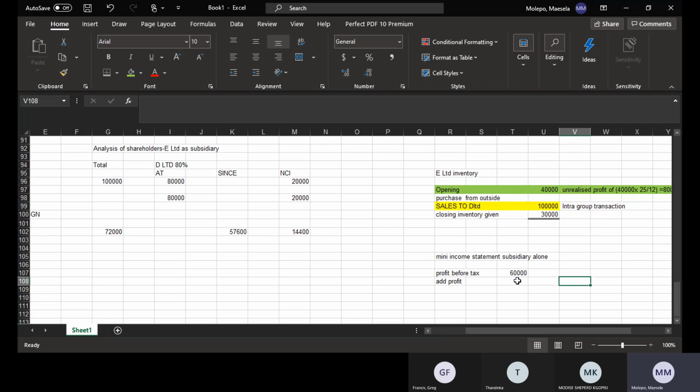So you add what will come as a result of 40,000 multiplied by 25 divided by 125, which gives us 8,000, right? I have a problem with my keyboard, a problem with the 8. Then we add a profit, which is 8,000.